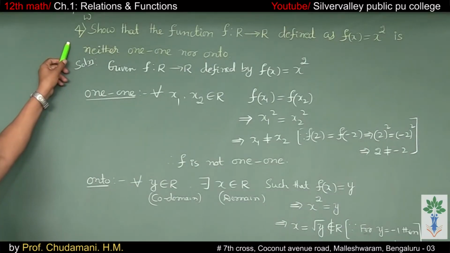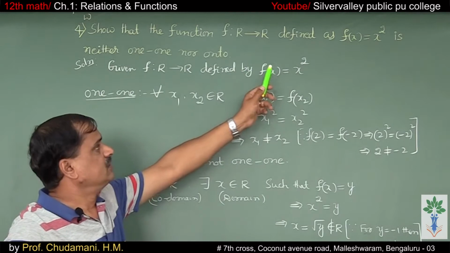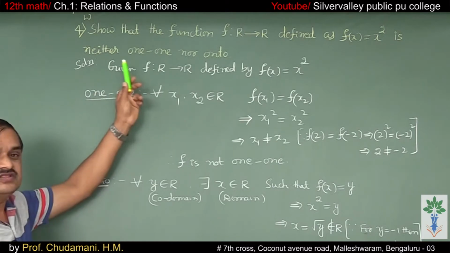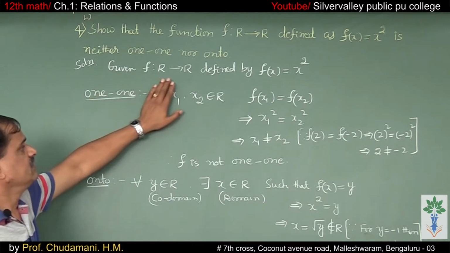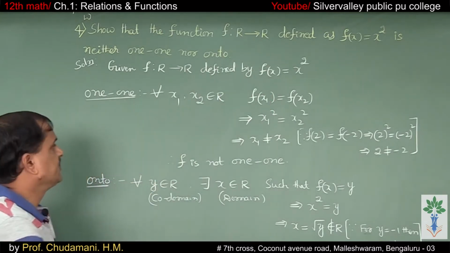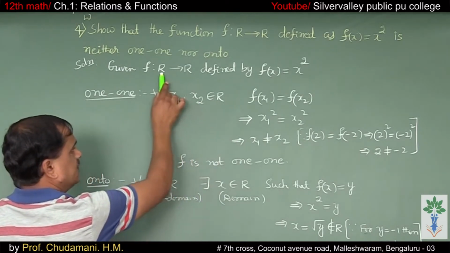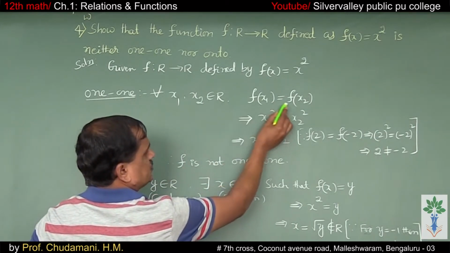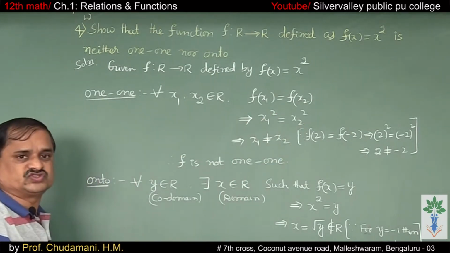Next, question number 4, worked example. Show that the function f from R to R defined as f of x is equal to x square is neither 1-1 nor onto. Solution. Given f from R to R defined by f of x is equal to x square. Let us verify 1-1. For all x1 and x2 belongs to the domain, which is a real number, if f of x1 is equal to f of x2 implies x1 square is equal to x2 square.